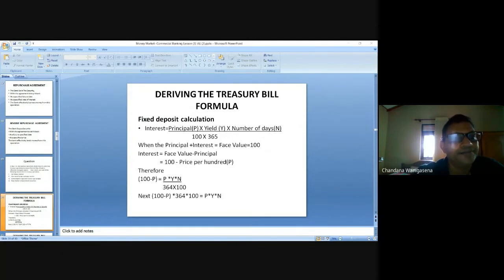Number one, interest. It is very simple. Even for fixed deposit interest calculation, you do something very similar to this. Interest is calculated.